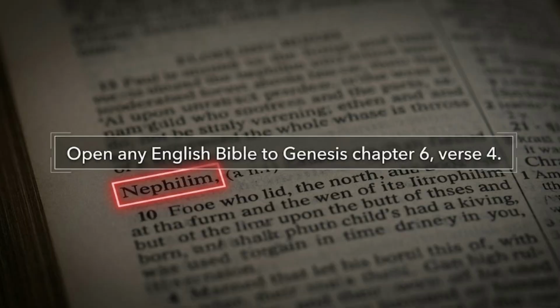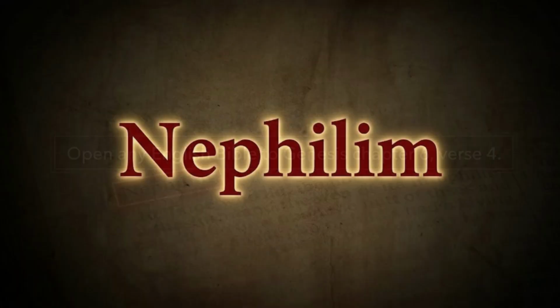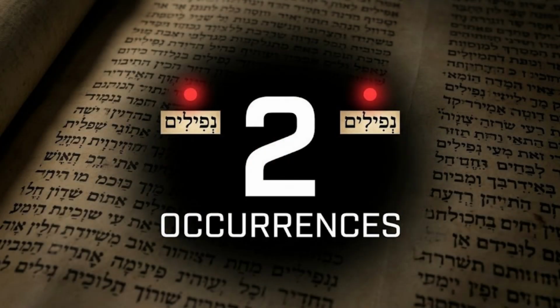Open any English Bible to Genesis chapter 6, verse 4. In most translations, you will find a single word left completely untranslated, sitting in the middle of the sentence like a locked evidence box your translator decided not to open. Nephilim. But here is what your English Bible does not tell you.